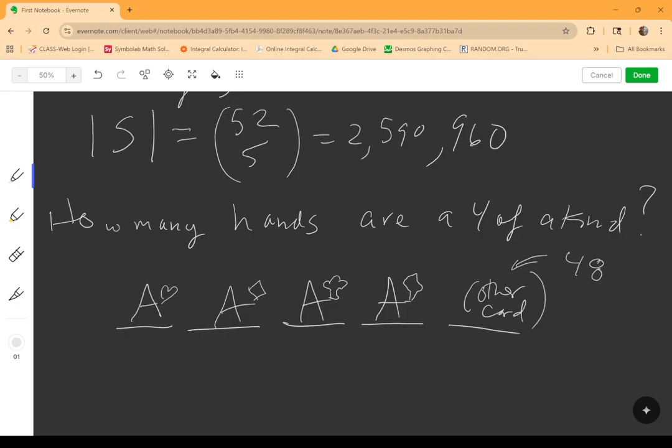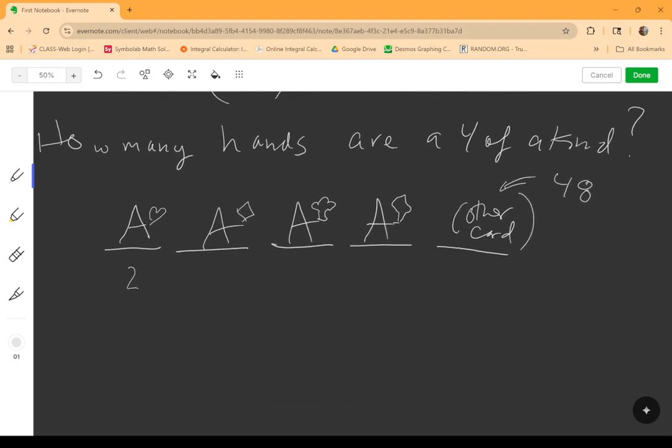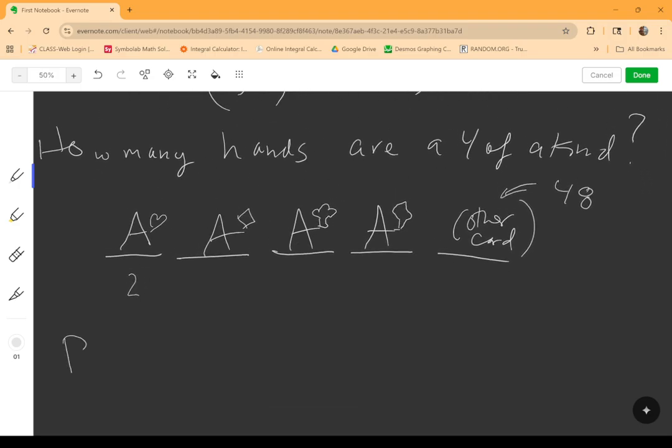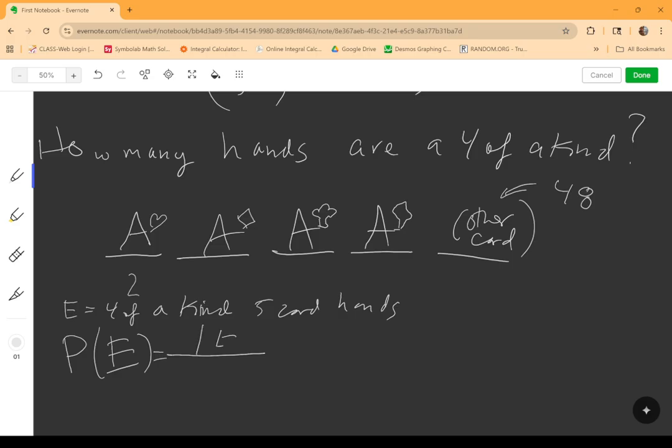Okay, now this is only for 4 of a kind aces, but that 4 of a kind could be 2s, could be 3s, 4s, etc. Any of the face cards, right? So let's say E is, and I didn't define E, right? So let E be the 4 of a kind five card hands. So we use our fundamental formula, size of E over size of S.